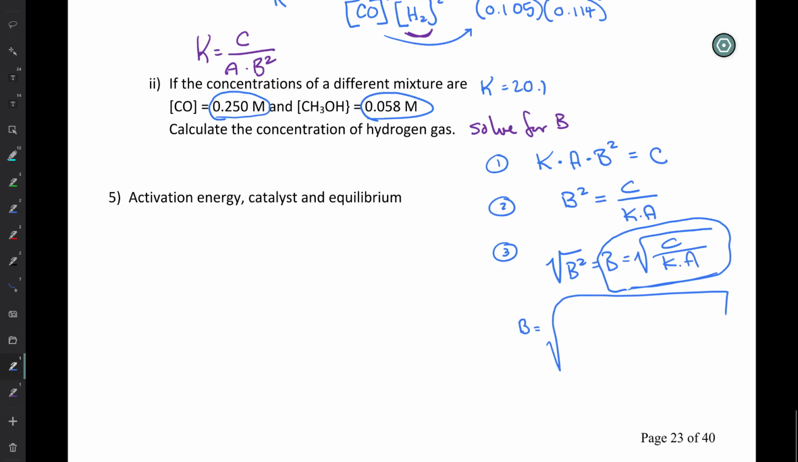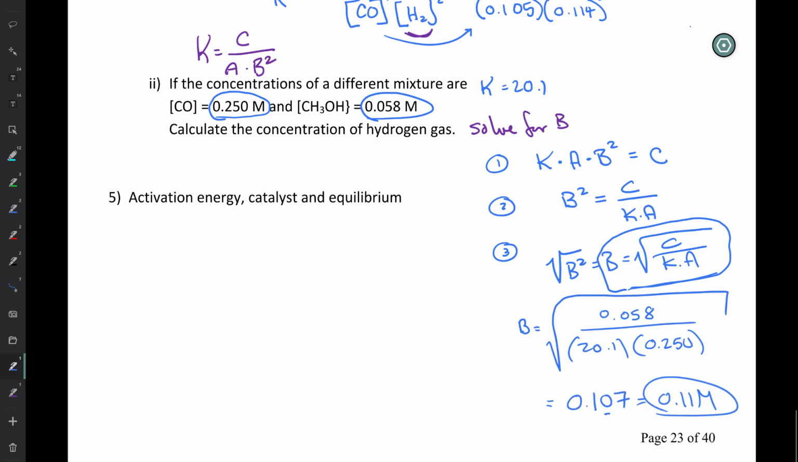C is going to be 0.058 divided by K, which was 20.1, and A, which was 0.250. And I'll plug that into my calculator and get an answer. I'm going to pause the video again, and I expect you to try to calculate it and then check your answer. If you don't get it, you can always message me, but you should learn how to use that calculator to make sure you get the right result, okay?